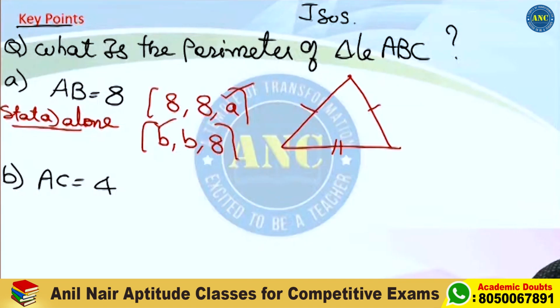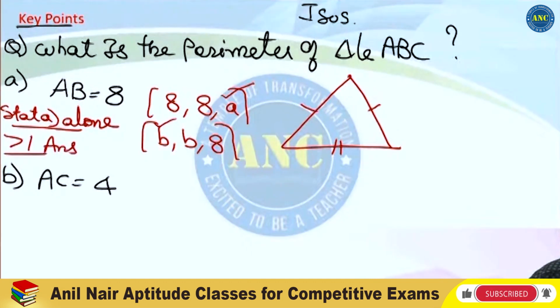Depending upon the values of A and B, I will get multiple values. A could be any value, B could be any value, like 9, 10, 11. It is giving you more than one answer, because it is dependent on the values of A and B.